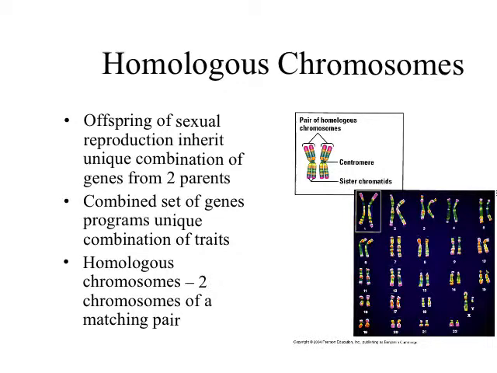After sexual reproduction, the offspring are going to receive a unique combination of genes from the two parents. Okay, and so this combined set of genes is going to be able to program the offspring with a unique combination of traits. So we call this homologous chromosomes. These are chromosomes that are a matching pair. You get one from mom, you get one from dad. That's what we call a homologous chromosome.